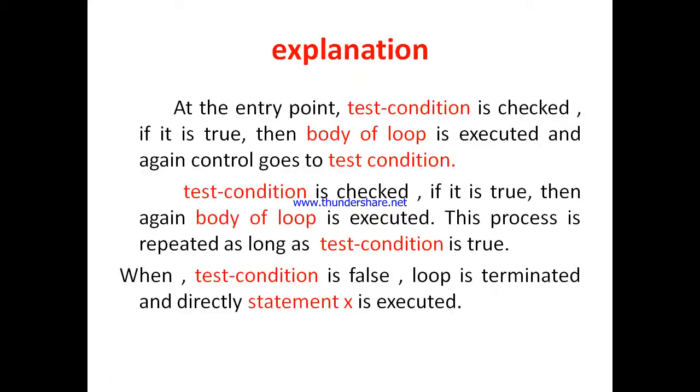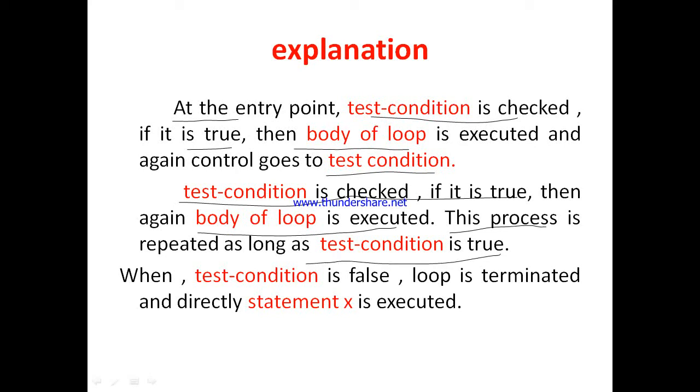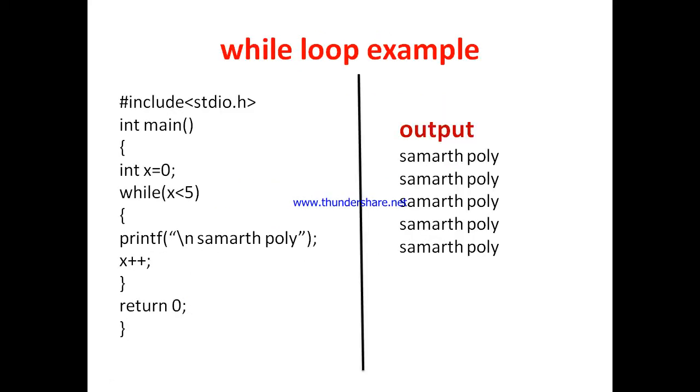Now the same explanation I have written here. What happens at the entry point? The test condition is checked. If it is true, then the body of the loop is executed and again control goes to the test condition. If the test condition is checked again and it is true, then again the body of the loop is executed. This process is repeated as long as the test condition is true. But when the test condition becomes false, the loop is terminated and directly statement X, which is outside of the body of the loop, is executed. Now let us see some examples of the while loop.